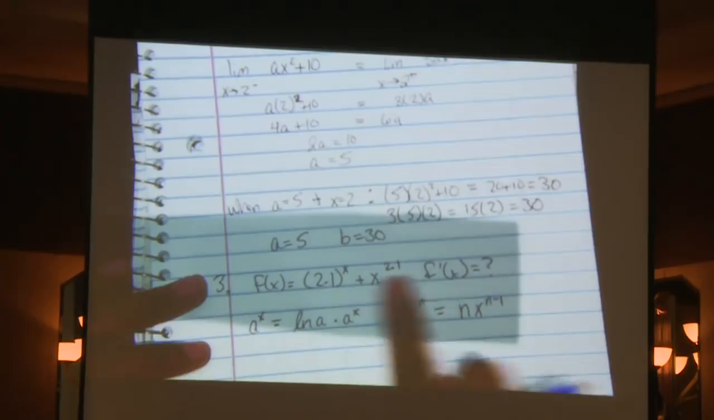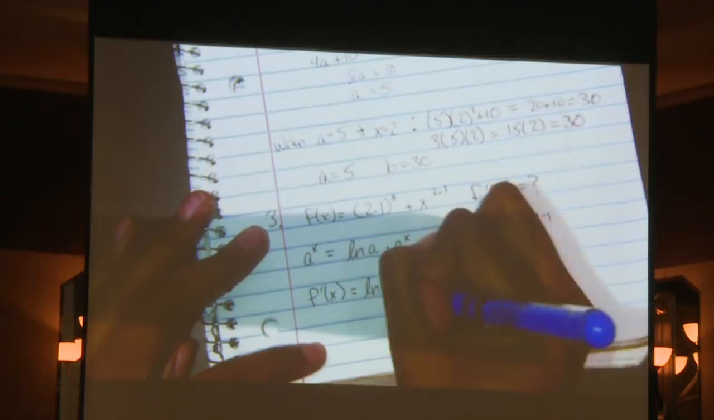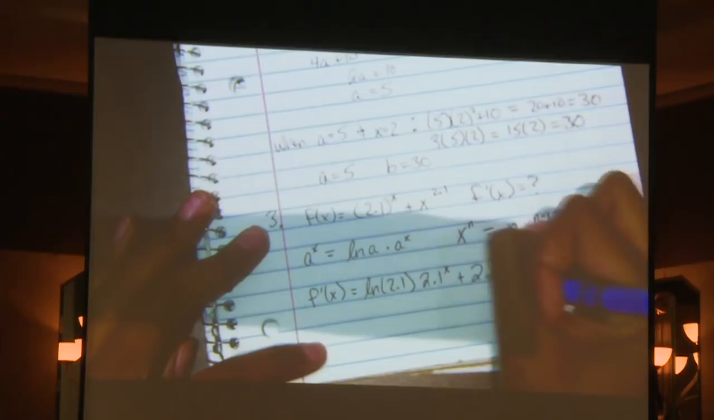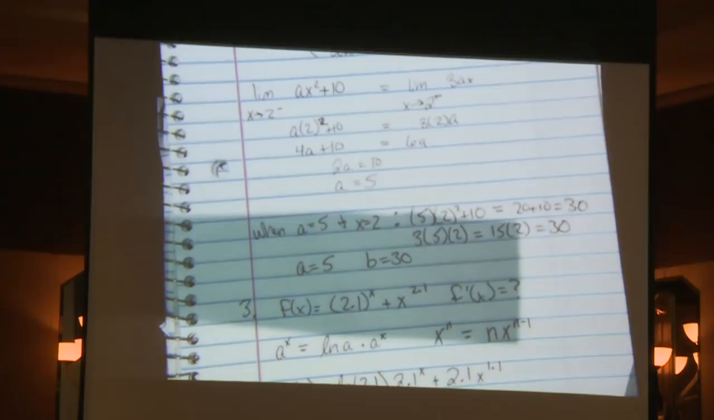Because you're adding it, you don't really have to do chain rule in this case. You're just going to do the derivative of this one plus the derivative of this one. So f prime of x is going to give me ln of 2.1 times 2.1 to the x plus 2.1 x to the 1.1. Questions? Pretty clear, straightforward. Awesome. Let's go on to number 4.